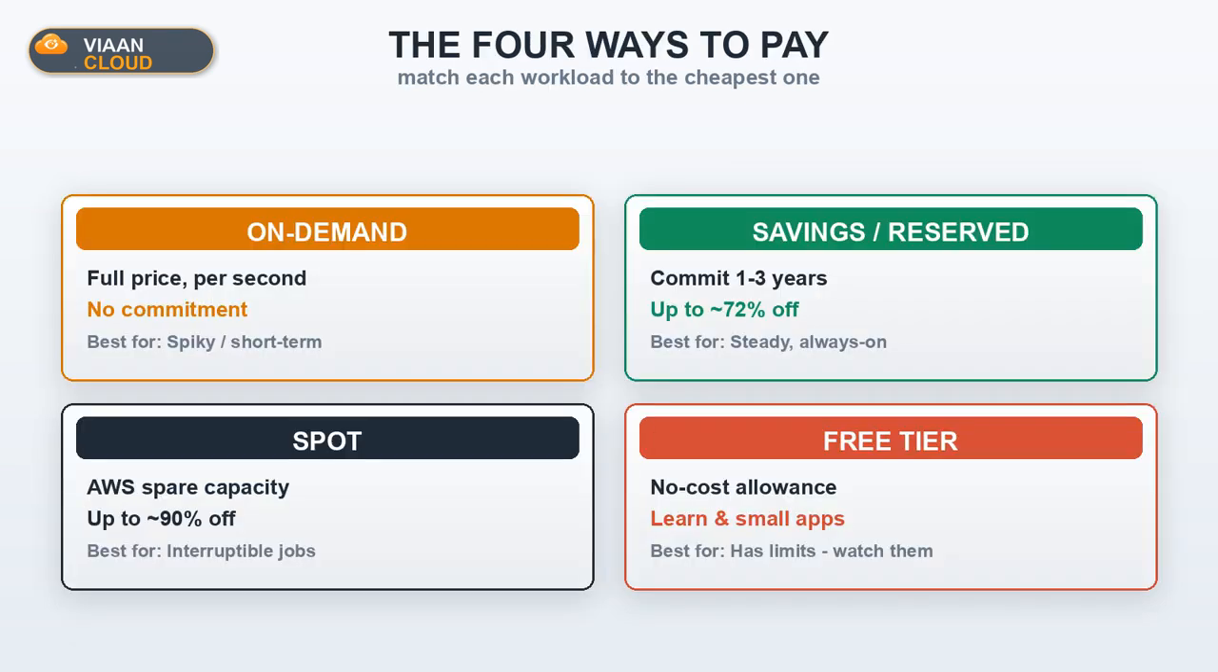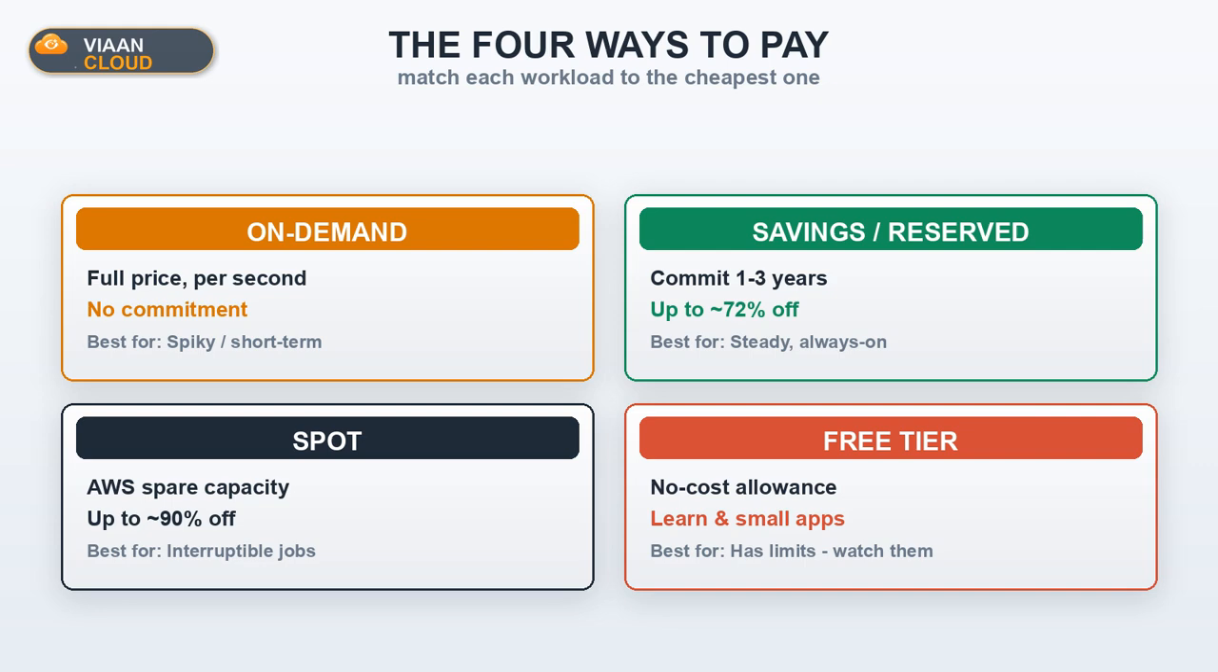AWS really has 4 ways to pay, and knowing them is half of cost control. 1. On demand: full price, pay by the second, no commitment, flexible, but the most expensive per hour. 2. Savings plans and reserved: you commit to roughly steady usage for 1 or 3 years and save up to about 72%. 3. Spot: you rent AWS's spare capacity for up to 90% off, with the catch that it can be reclaimed on short notice.